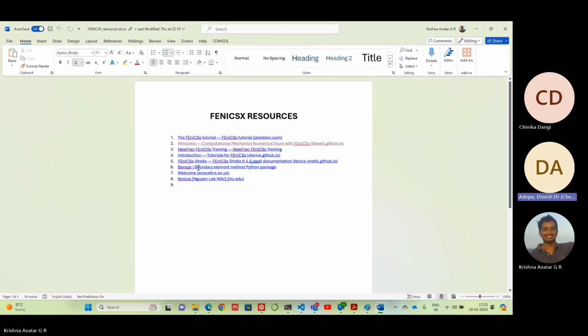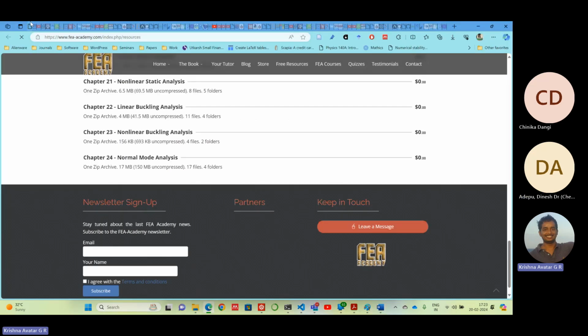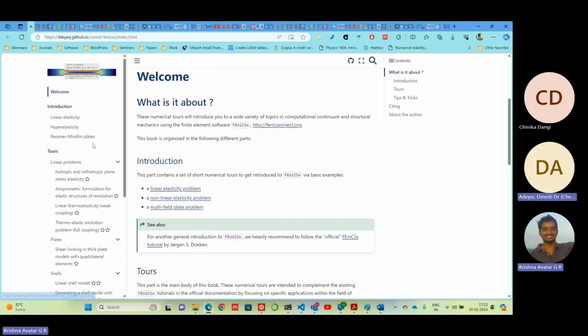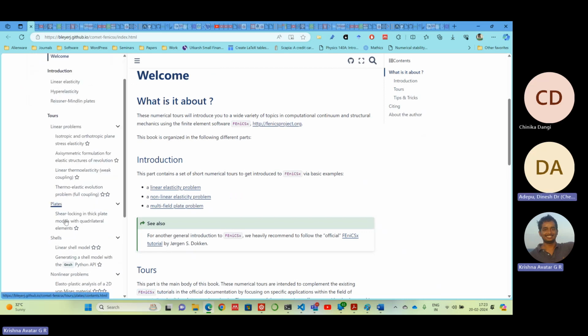Can I see the other resources as well? Can you please go back to that? So the first resource is the most important one. It is by J.S. Dokken, who is one of the principal developers of the FEM Phoenix package. And the second one is by Blair, which is more solid mechanics oriented, and we can clearly see everything, all the topics that he covers are from solid mechanics.